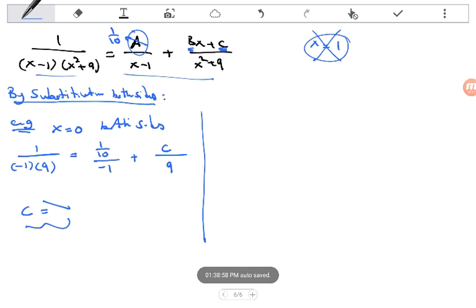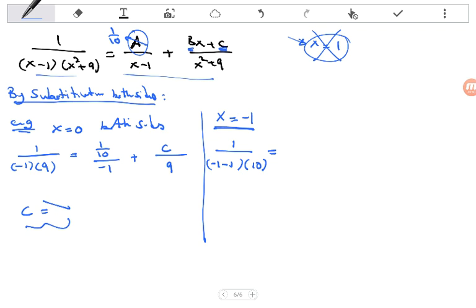Okay, now I choose another value to get the second equation. I choose another simple value of x, which may be x equals minus 1. You may choose any value you would like, but not 1 or 0 here. I just choose x equal to minus 1 both sides, which will have 1 over minus 1 minus 1 and 10 equal to 1 over 10 divided by minus 1, which will be minus 2, plus b multiplied by minus 1, which will be minus b, plus c over minus 1 squared plus 9, which is equal to 10.